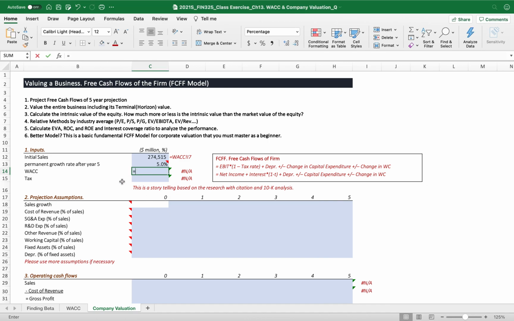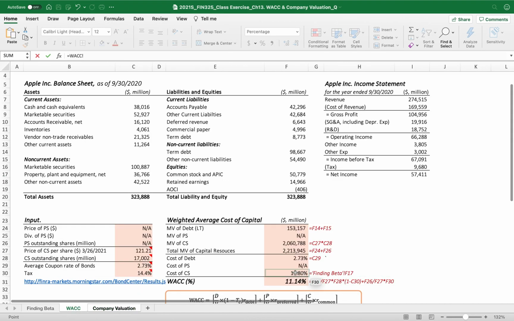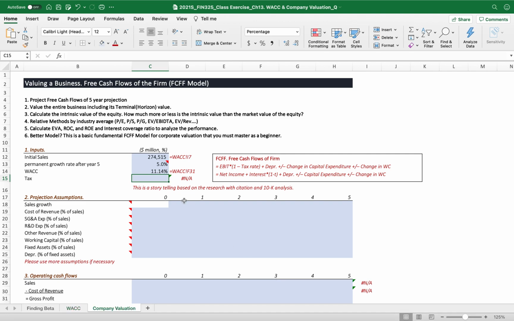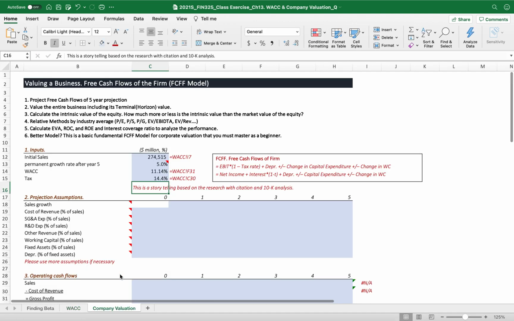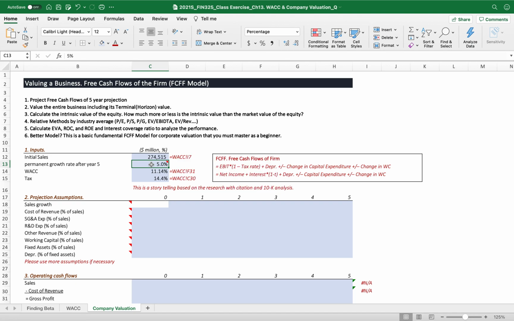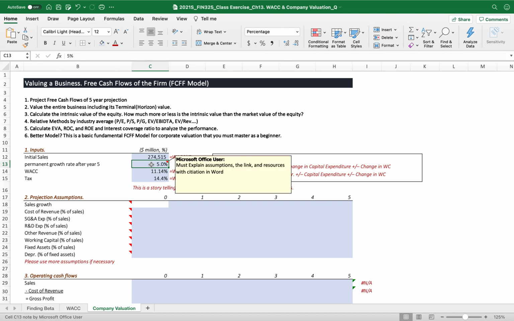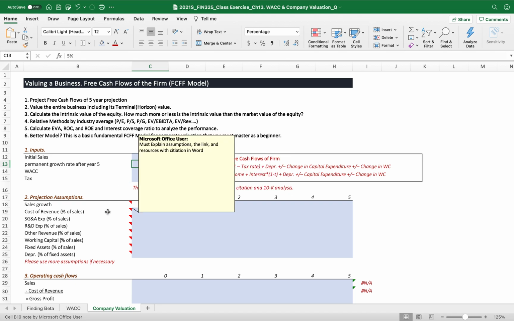And then the WACC, we calculated 11.14%, and the tax rate we also got 14.4%. All the information should be linked or input with a hard number, explaining assumptions and links of citation.